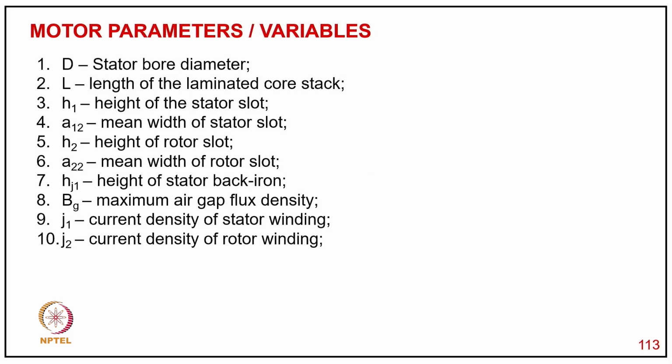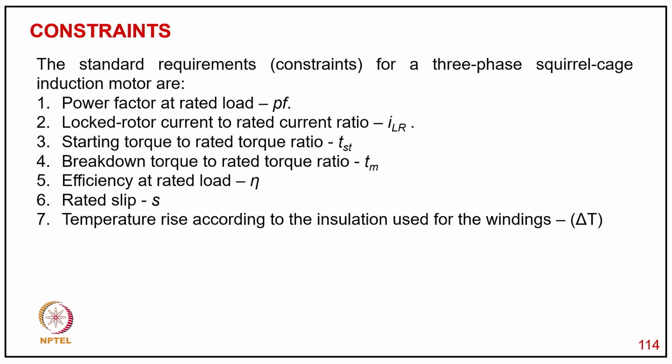So here we have some of the parameters or variables we consider, like stator bore diameter for the induction motor, stack length, core length, height of the stator slot, mean width of the stator slot, height of the rotor slot, mean width of the rotor slot, height of the stator back iron, maximum air gap flux density, then the current density of the stator winding and current density of the rotor winding. These are some of the variables people have considered in the past for this induction motor design optimization.